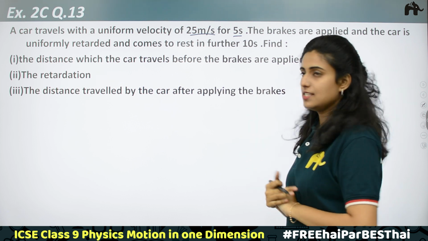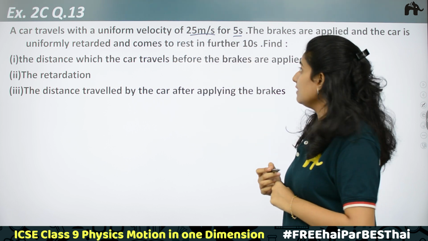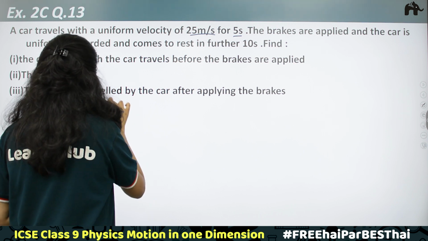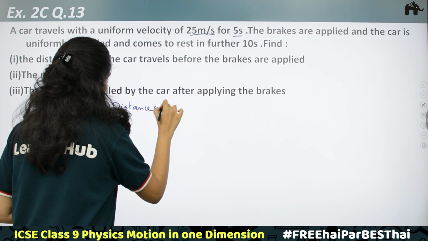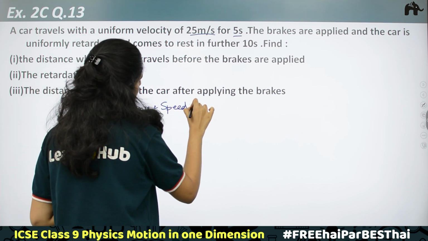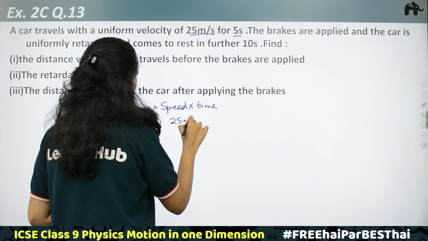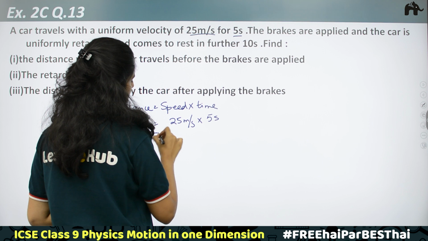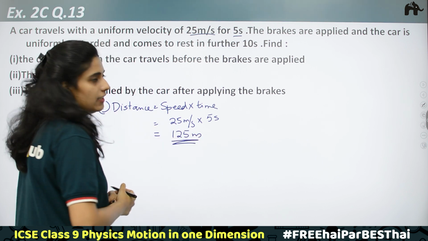So how to find the distance? Distance is equal to speed into time. Here the velocity is given, which is 25 meter per second, and time is 5 seconds. So for the first part of the question, distance will be equal to speed into time, 25 meter per second into 5 seconds, so that is equal to 125 meters. So distance is equal to 125 meters.